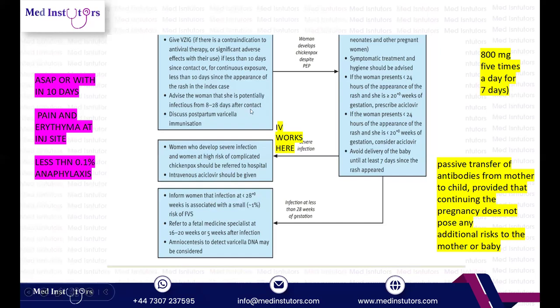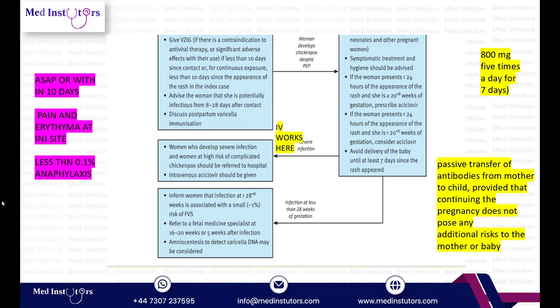Okay. Yeah, that is the reason. Okay, and there an amniocentesis could also be considered to detect the DNA of the virus via the PCR test. Okay, so that is it.